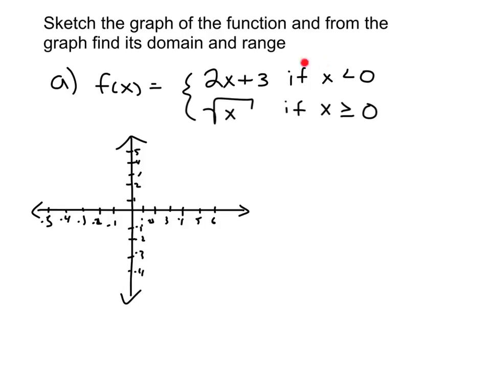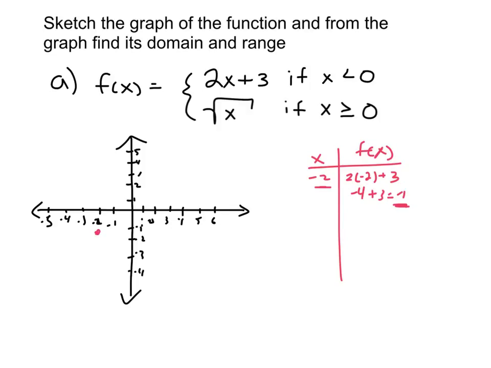First, I'm going to graph when x is less than 0. So when x is less than 0, y is 2x plus 3. So to do that, I'm going to just plug in a few points. I'm going to plug in -2 first. So that'll be 2 times -2 plus 3. So that's -4 plus 3, which is -1. So the point then will be (-2, -1). So x is -2, y is -1, so that's right about there.